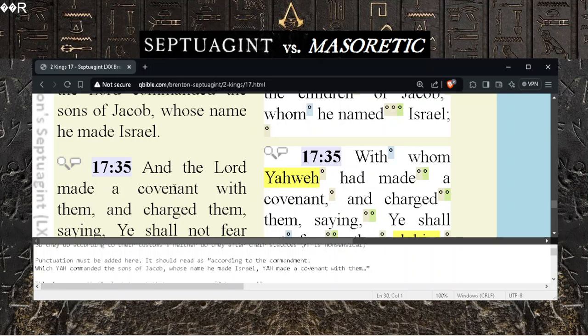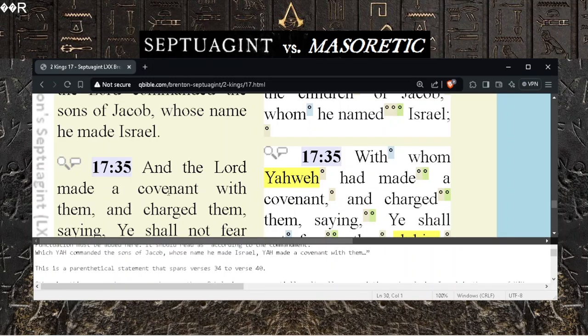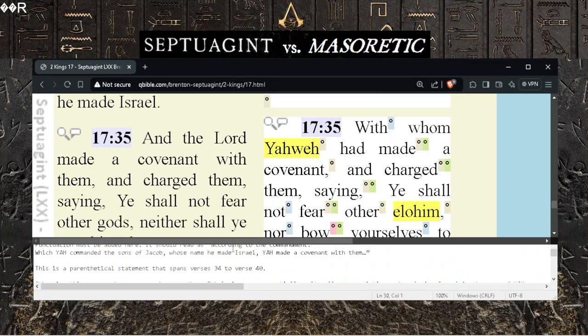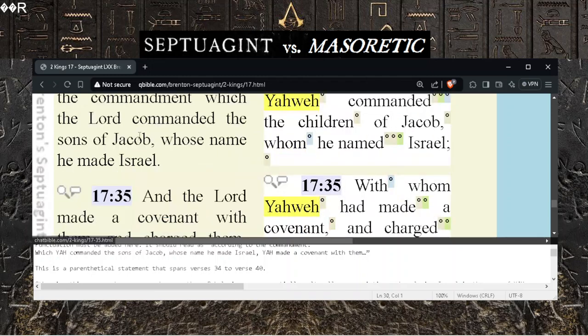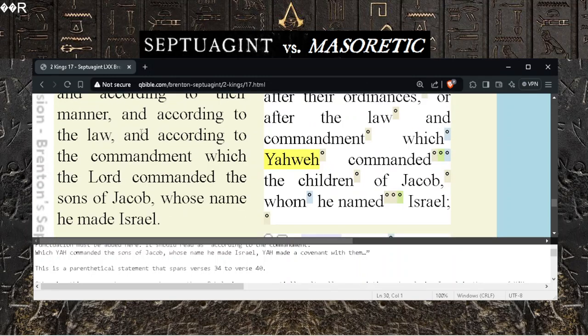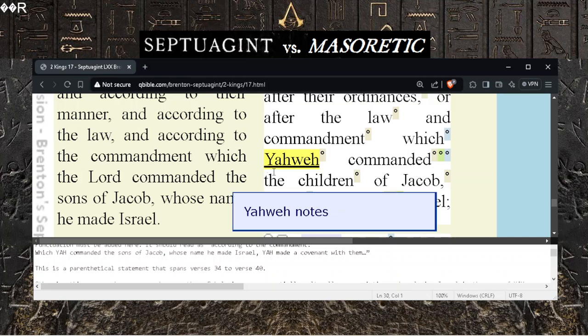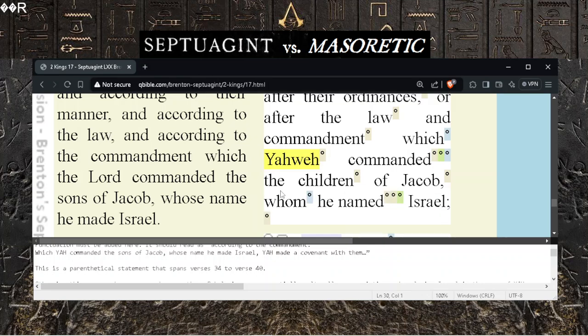Hashem made a covenant with them, and then so on and so forth. He charged them, saying... So that's where I would place the punctuation personally, because in the original scrolls there are no punctuation marks, let alone exclamation marks. There are no chapter breaks, no verse breaks. That's up to the translators and the reader to discern those things.